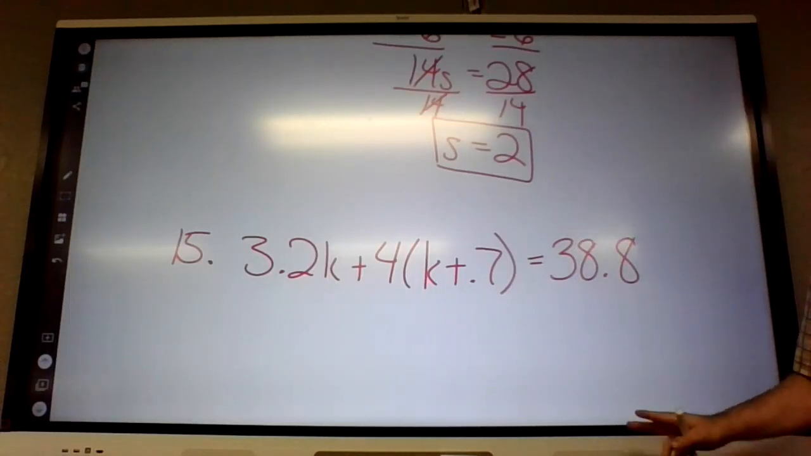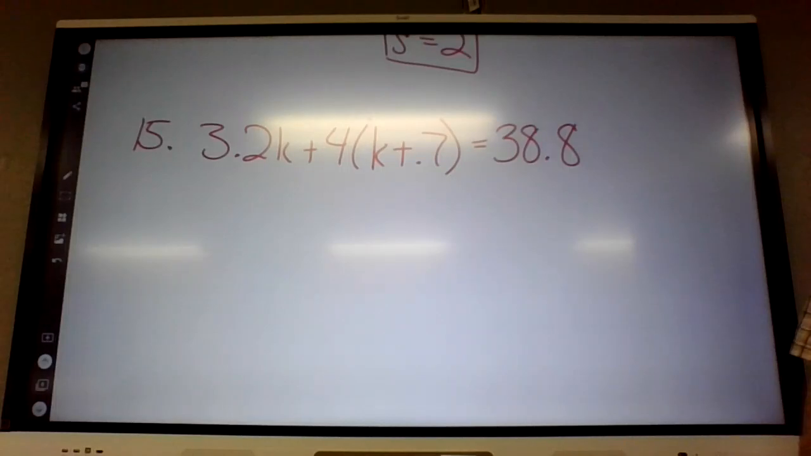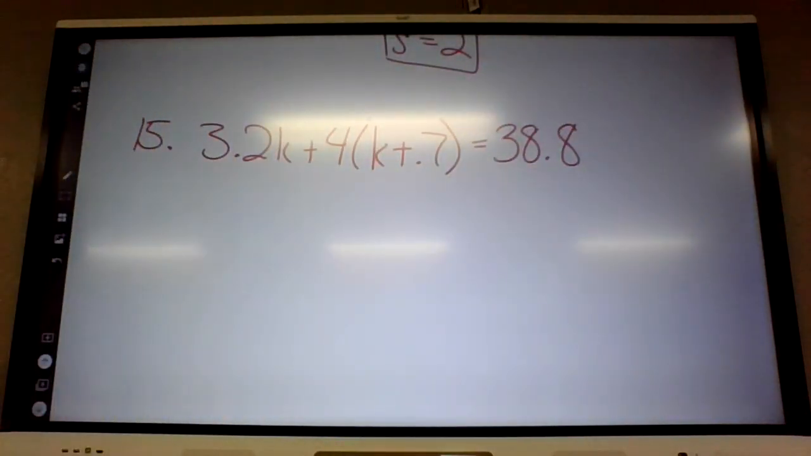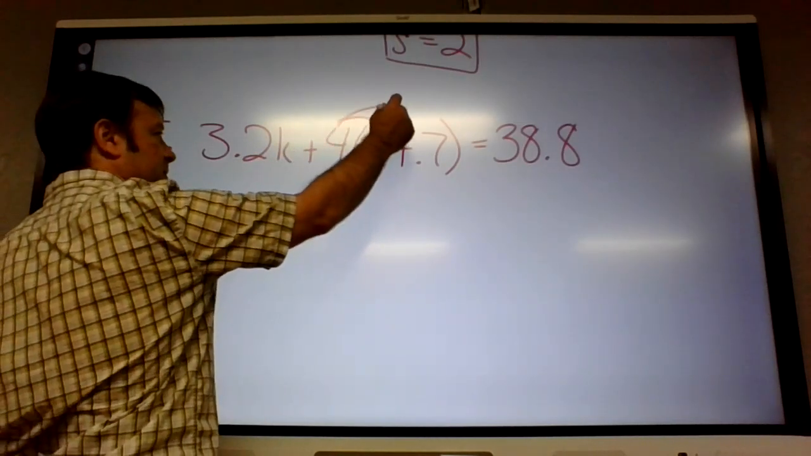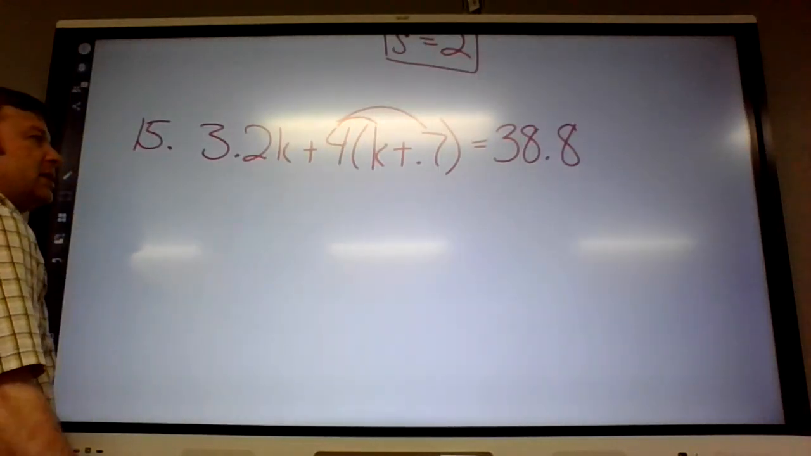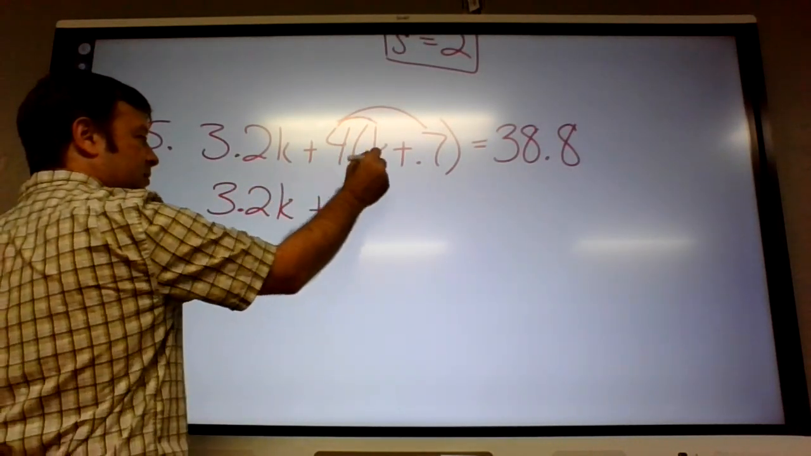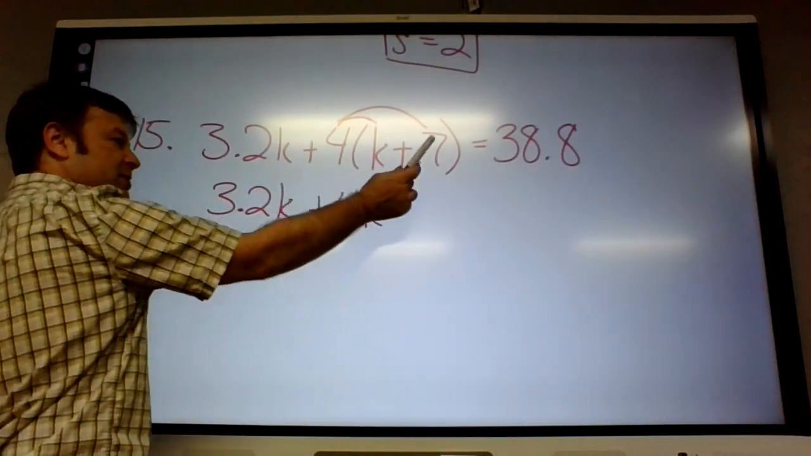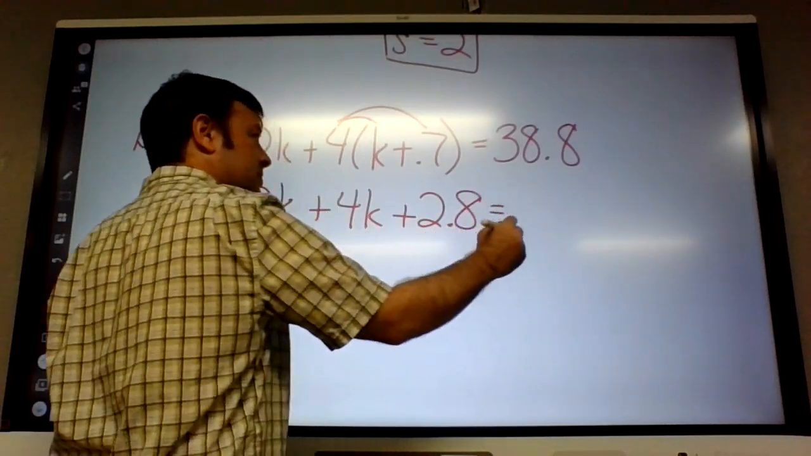Alright, same stuff. I guess it's got a decimal this time, so it looks a little different. Hallie, what should we do on this one? Distribute with the 4. Yes, multiply comes first. Okay, so we got 3.2k plus 4 times k plus 4 times 7 is 28, so if there's a decimal place, it becomes 2.8.